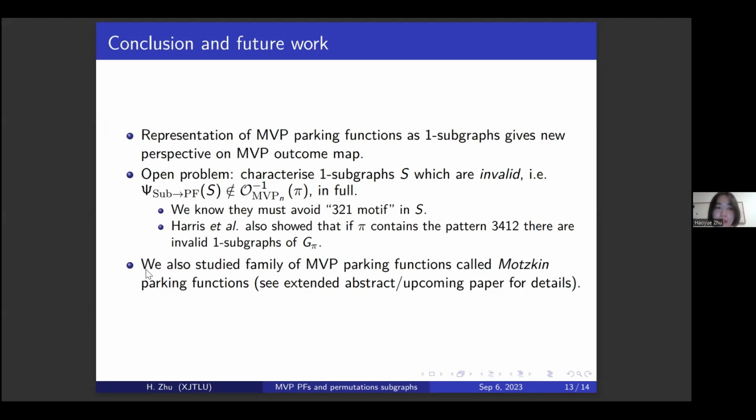Also here, we want to study the family of MVP parking functions called Motzkin parking functions. But unfortunately, we don't have much time, so we just skip it. If you are interested in this part, you can check our abstract or the upcoming papers for more details.